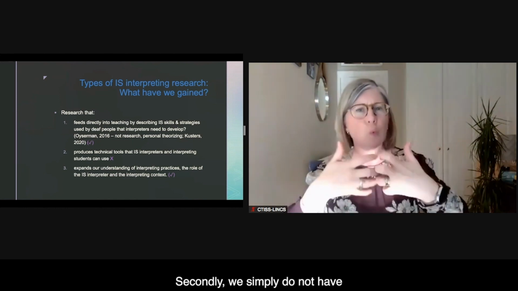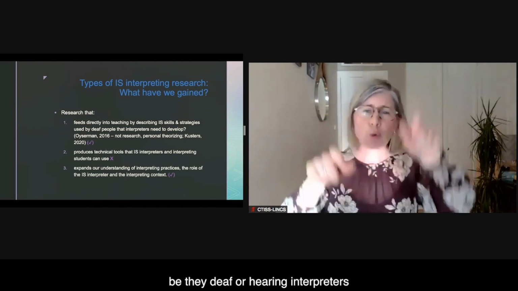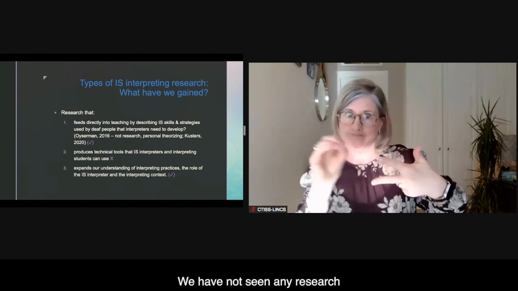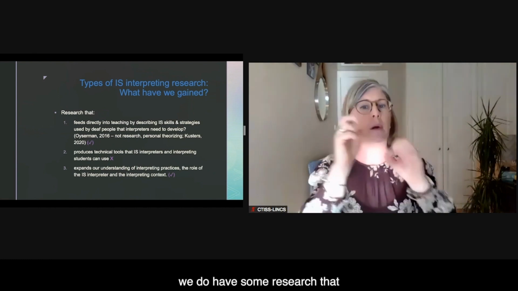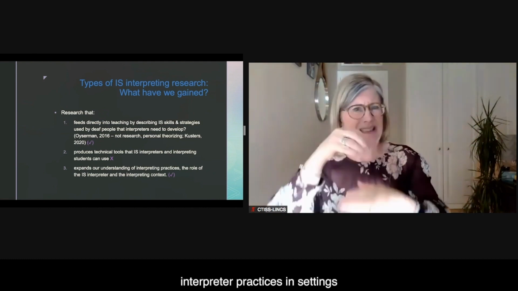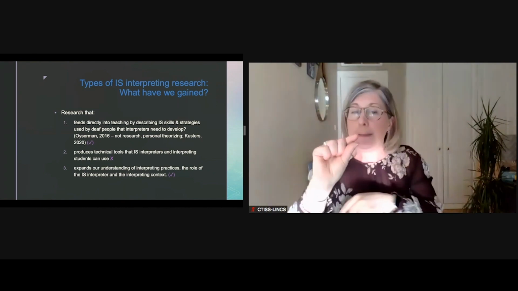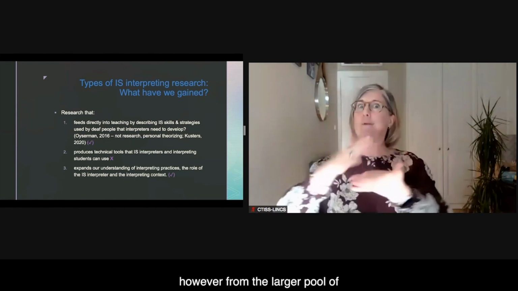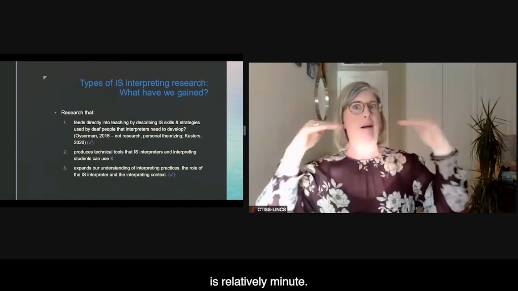Secondly, we simply do not have the technical tools that can support interpreters in their work, be they deaf or hearing interpreters or interpreting students. We have not seen any research providing evidence for this to date. On the third point, we do have some research that expands our understanding of interpreter practices in settings using international sign. We can give this point a small tick because we can see a few research studies are in progress. However, from the larger pool of research conducted on sign language interpreting, work on IS conference settings is relatively minute.